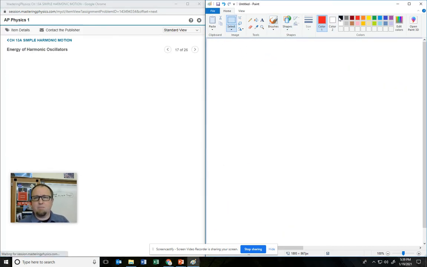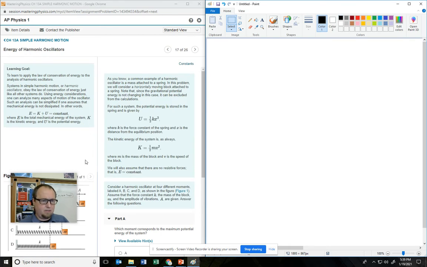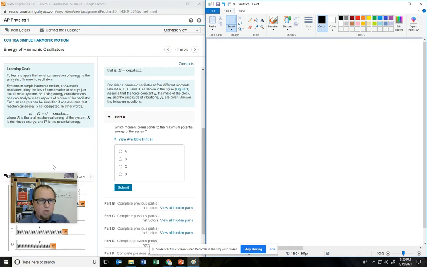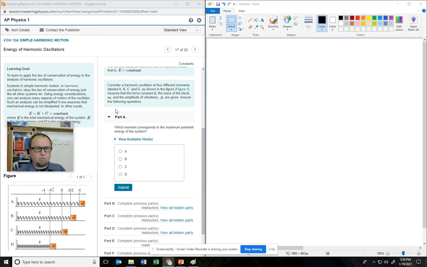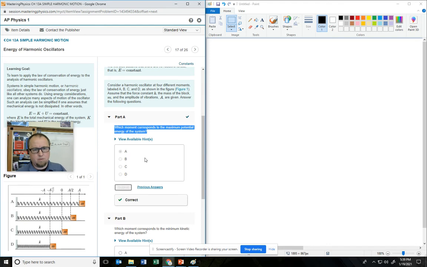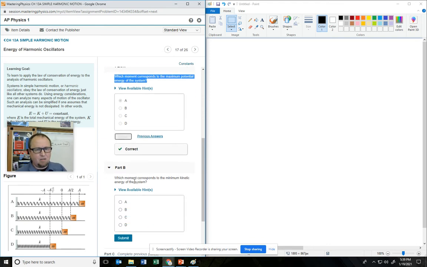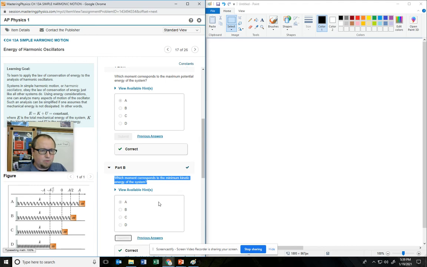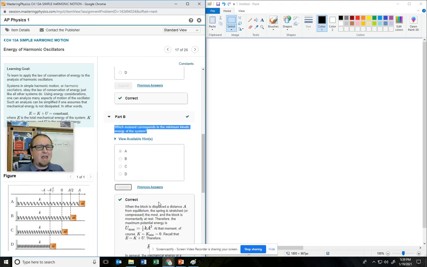All right, number 17. We're going to actually go through this one. Which moment corresponds to the maximum potential energy? Where does that happen? A, looks pretty good. Okay. Which moment corresponds to the minimum kinetic energy? Where is it moving the slowest? A. When it's at the far end.